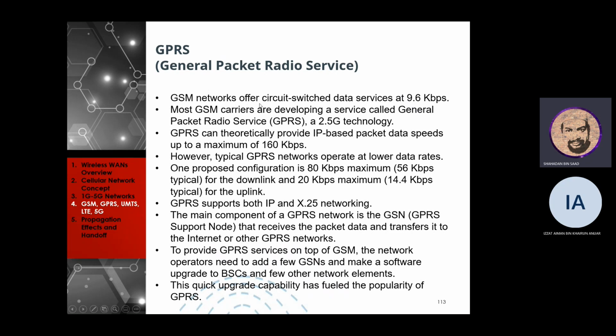So GSM networks offer circuit switched data service at 9.6 kilobit per second. Most GSM carriers are developing a service called General Packet Radio Service, GPRS, or 2.5G technology. GPRS can theoretically provide IP-based packet data speeds up to a maximum of 160 kilobit per second. However, typically GPRS networks operate at lower data rates. One proposed configuration is 80 kilobit per second maximum, or 59 kilobit per second typical, for the downlink, and 20 kilobit maximum, 14.4 kilobit typical, for the uplink.